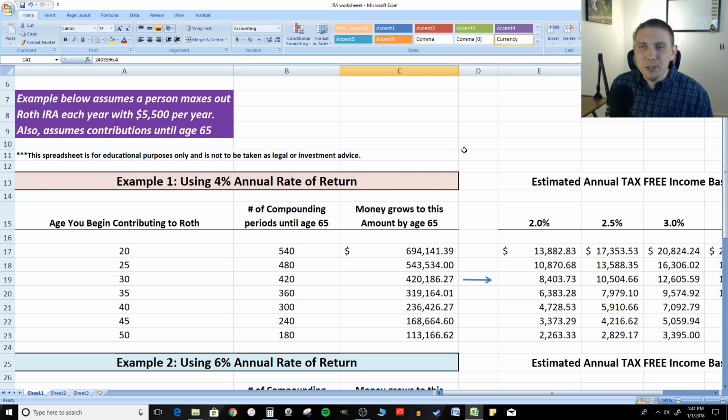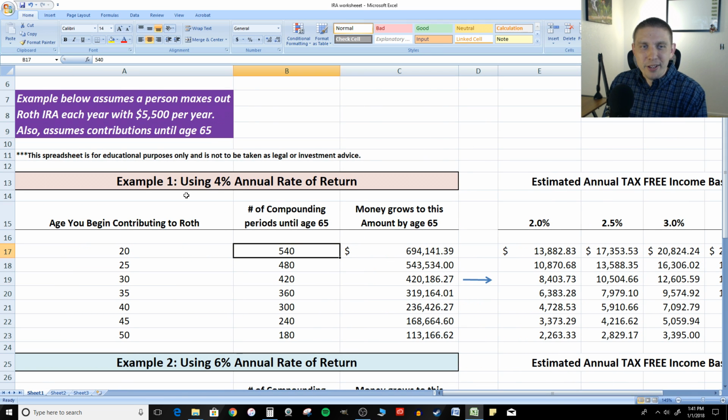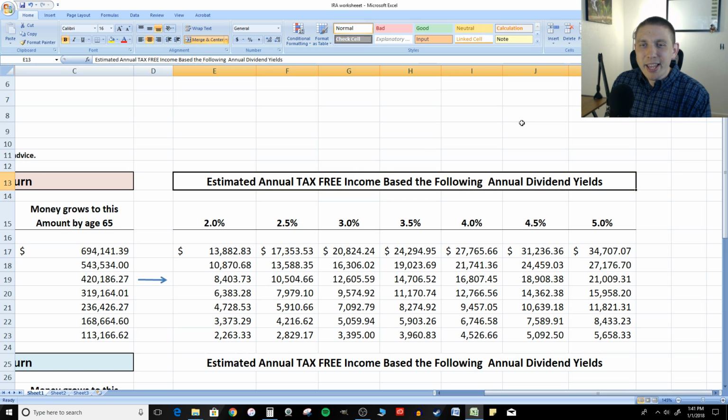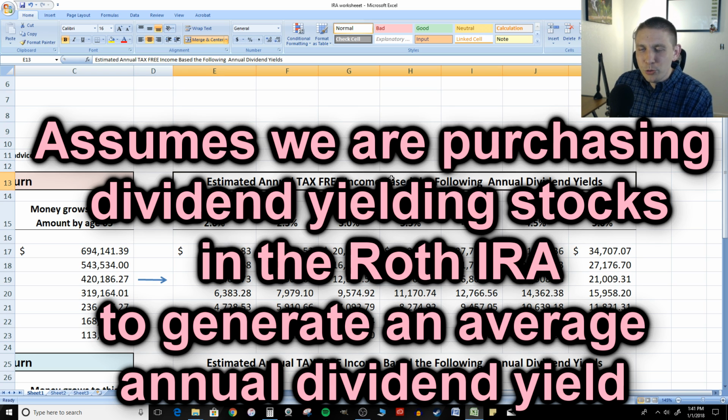That's my future plans. But anyways, if you come over here, now just scroll to the right, so it's lined up and you go from left to right. So let's look at the 4% rate of return example. What I've done is I say estimated annual tax-free income based on the following, oops, I got an error there, based on the following annual dividend yields. I'll fix this for you guys when it's ready for download.